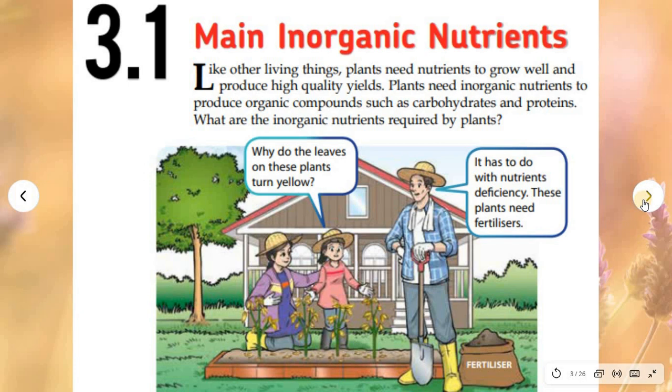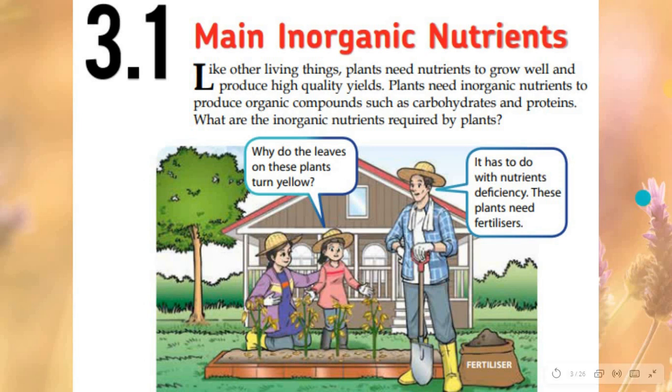Please look at the conversation between all the members in the family. What the girl said: why do the leaves on this plant turn yellow? What the father said: it has to do with nutrient deficiency, so this plant needs fertilizer. So today it is related to 3.1 Main inorganic nutrients.